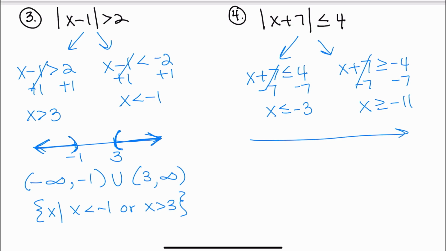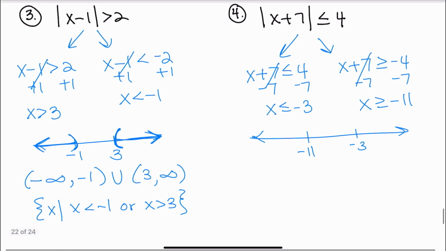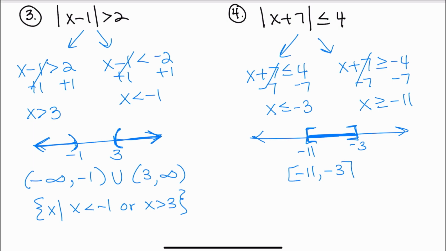On a number line, I want all the numbers that are less than or equal to negative 3, and at the same time, greater than or equal to negative 11. So I'm going to go ahead and use a bracket at negative 3 and use a bracket at negative 11. And I want everything that is basically in between these two numbers. In interval notation, this means that I want everything from negative 11 all the way to negative 3. And in inequality notation, that means that I want x to be less than or equal to negative 3, greater than or equal to negative 11.